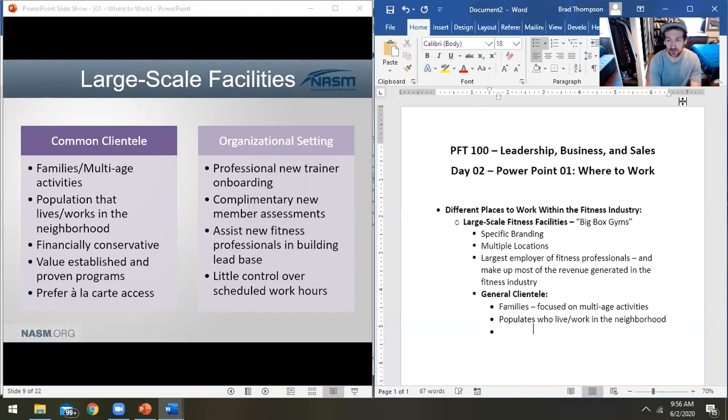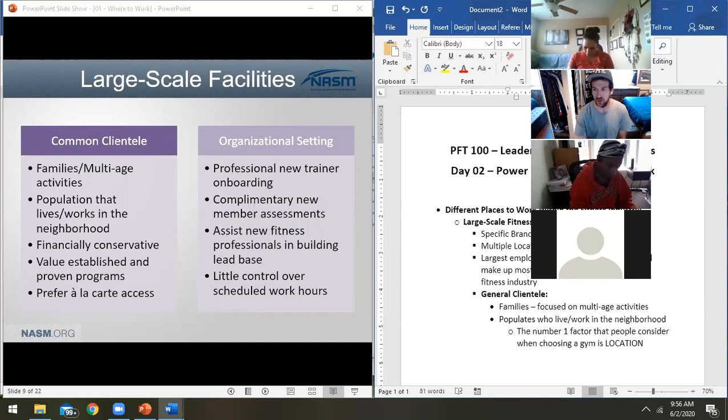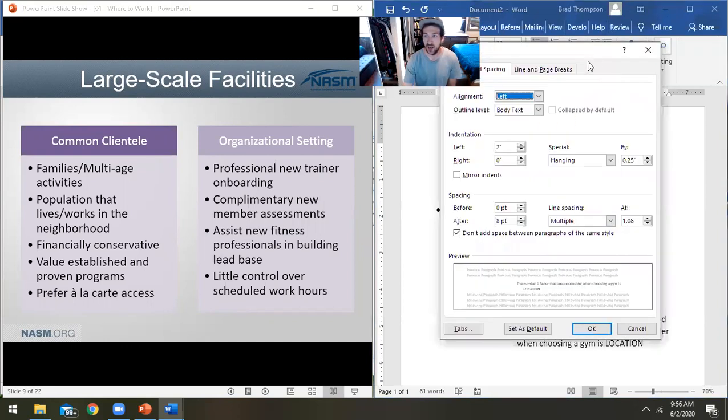And that's going to lead me to putting this little note that is not in the PowerPoint here, but this is often a question on the actual test. This is one you're going to see in Capstone. The number one factor that people consider when choosing a gym is location.